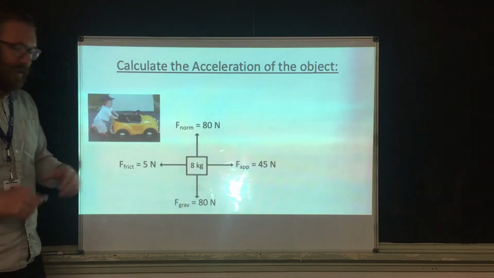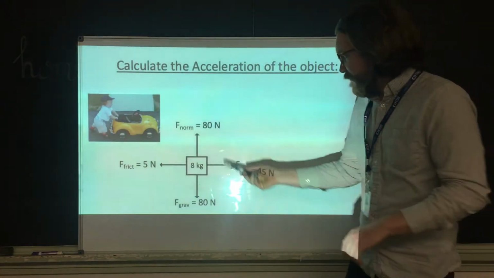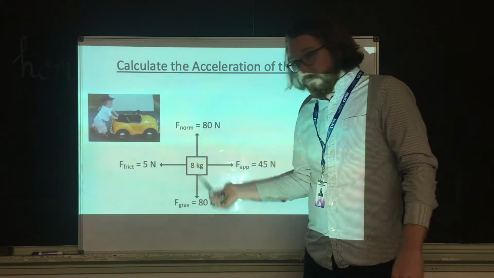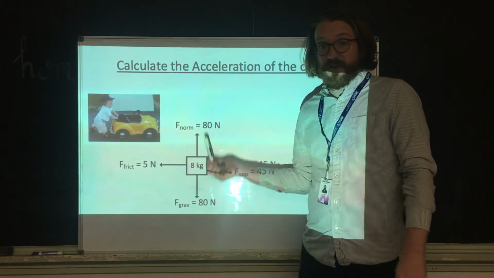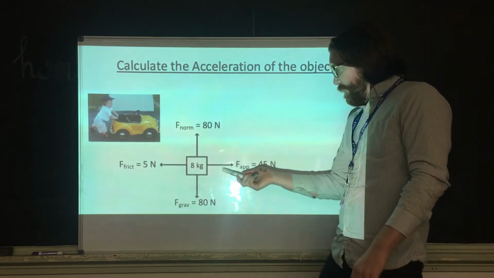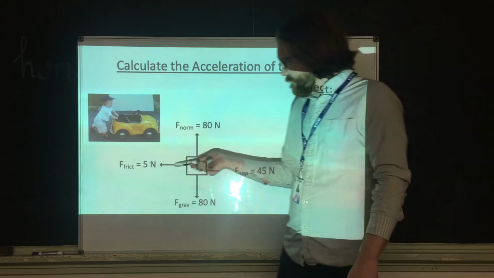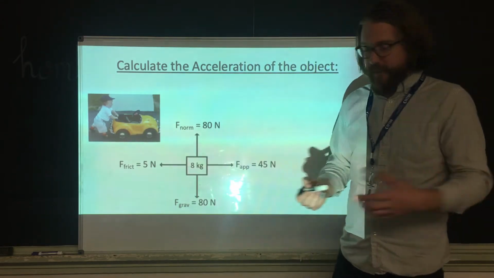So here we got a little kid pushing a car. We have four forces at play here. We have gravity pulling the little car down. We have the normal force, which is the ground, making sure that the car does not sink into the ground. We have the little kid giving an applied force, pushing the car forward. And we have friction pushing against the car, slowing it down.